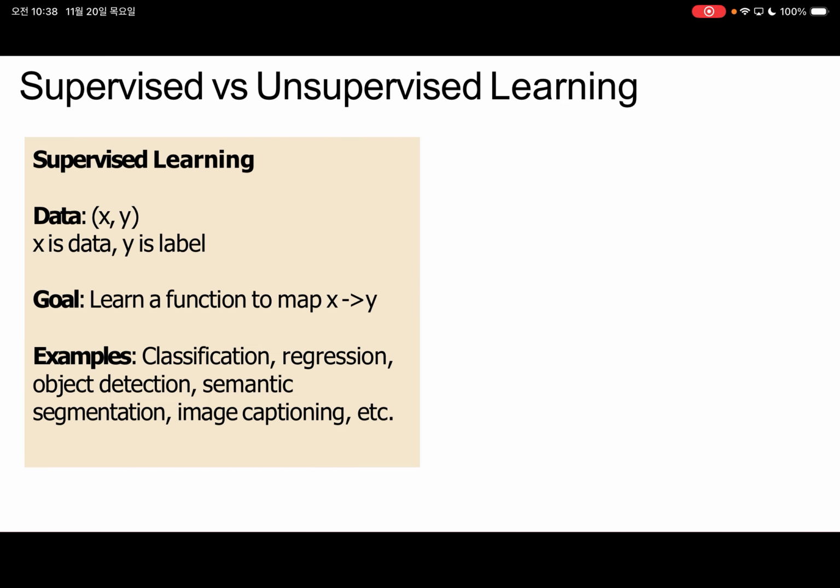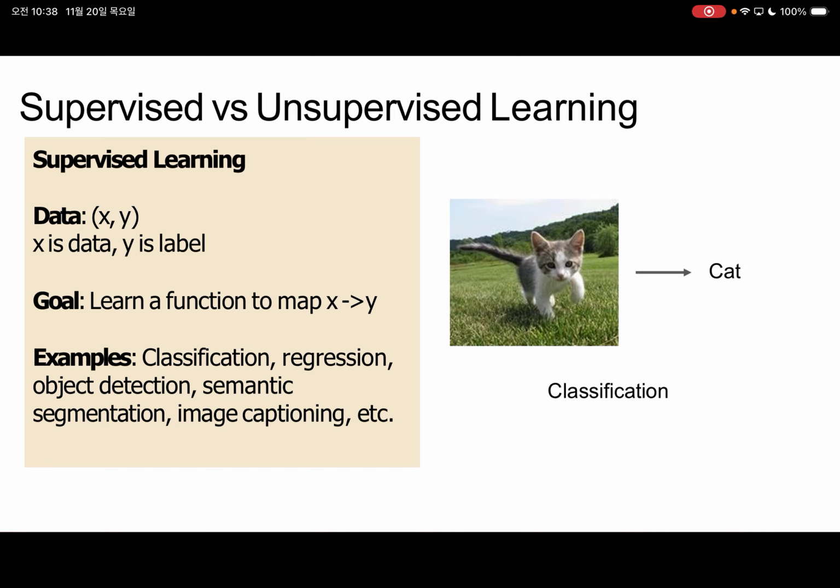So there are two types of training strategies. The first one is supervised learning. In supervised learning, we assume we have fully paired data. We have input X data, and it's labeled Y, and the goal is learning a function to map X to Y, right? X is input, Y is output, and then we'd like to train a function which can take input X and output Y.